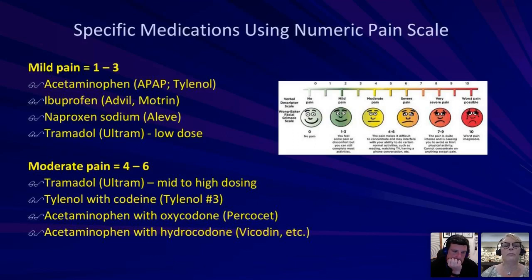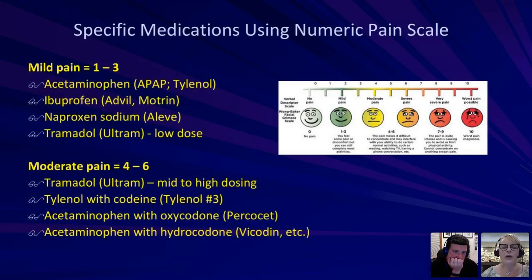I told you earlier, mild pain is considered a 1 to 3 on the number scale. Great choices include acetaminophen, ibuprofen, naproxen sodium, which is Aleve, and a lower dose of tramadol. I just want to show you quickly, you're going to see crossover between these categories. Moderate pain: there's that tramadol again, but at a higher dose. Tylenol with codeine, acetaminophen with oxycodone, so Percocet, Vicodin.